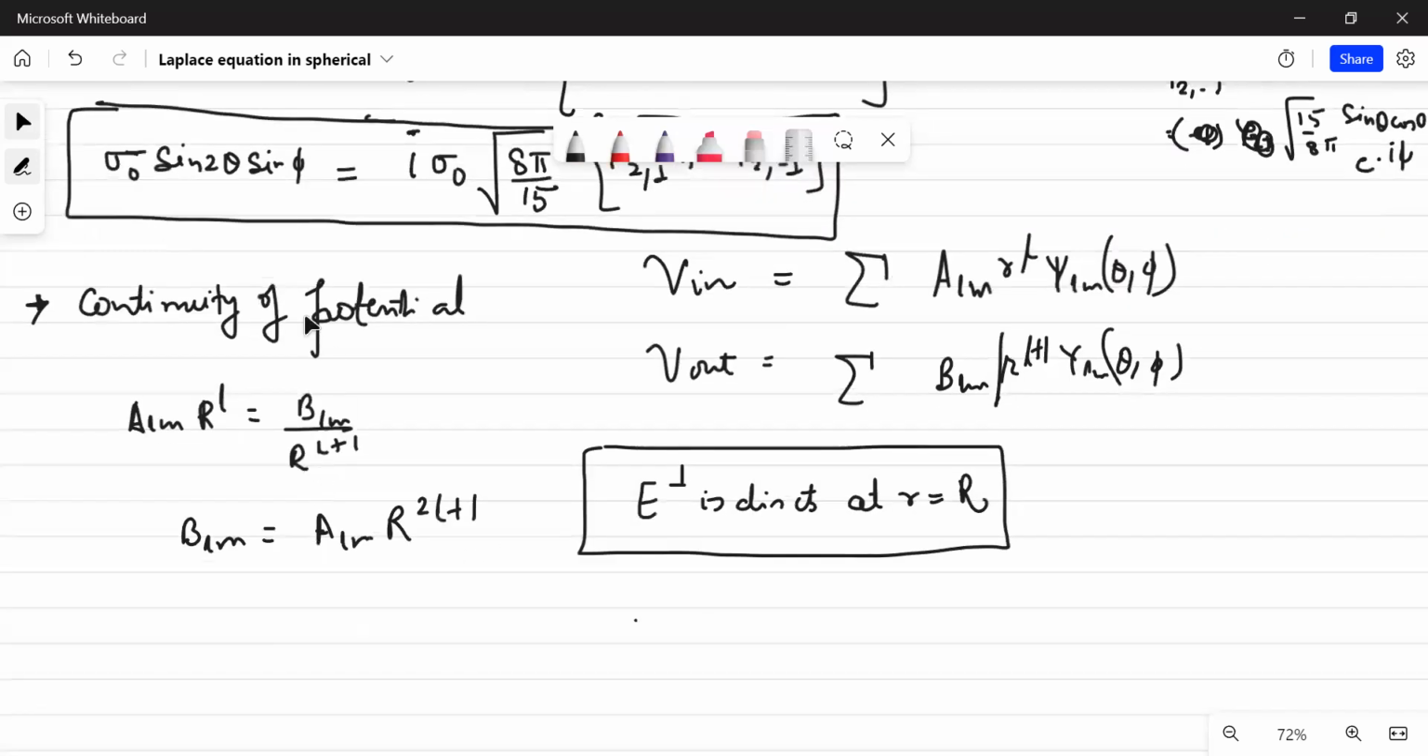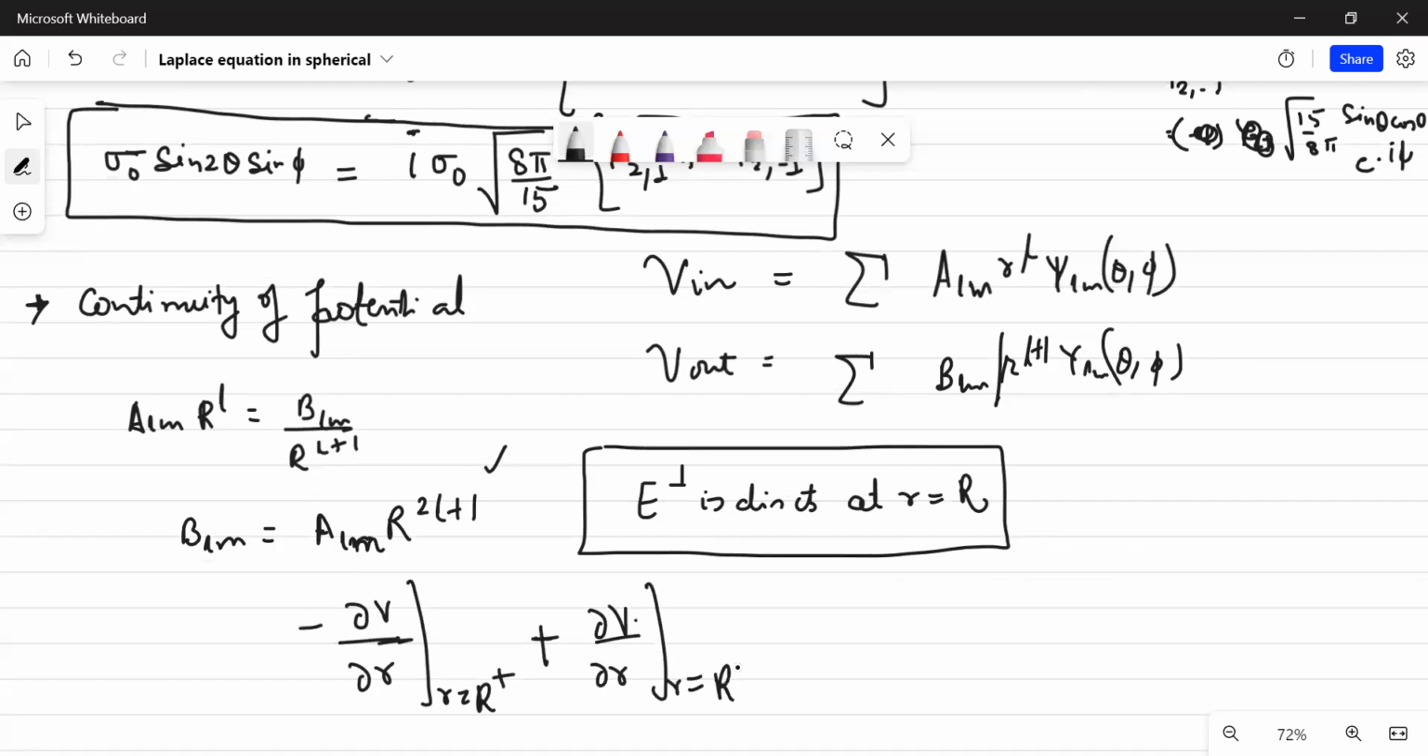One of the conditions on the potential is that your potential is continuous on the boundary. So this is what I've done: B_lm is equal to A_lm R raised to power 2l plus 1. This is one thing that I already know. Another condition is that the normal component of the electric field is discontinuous at r equals R. What does it mean? It means that minus del V upon del r outside, plus del V upon del r inside at r equals R, should be equal to sigma upon epsilon.